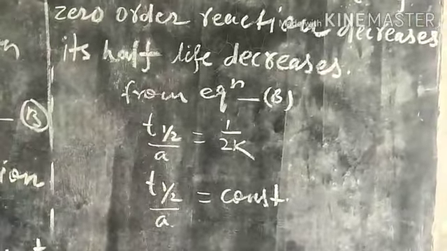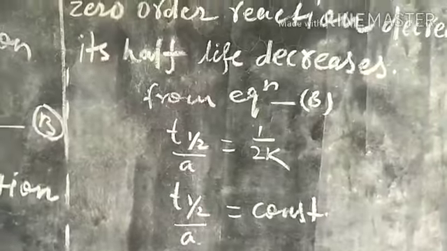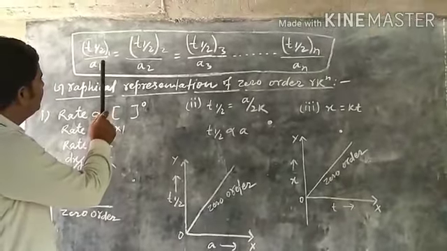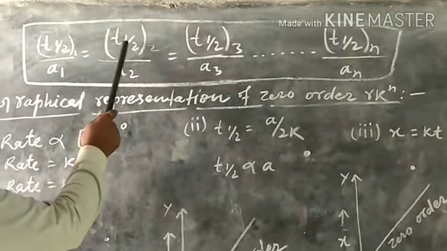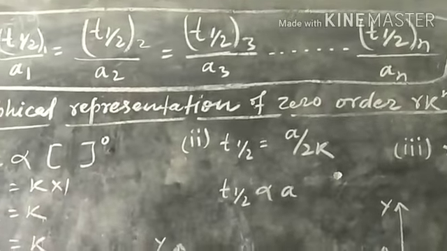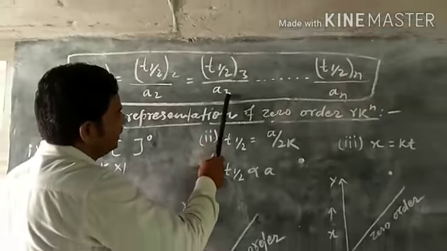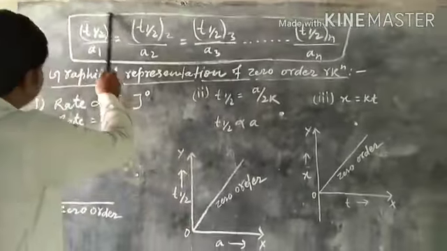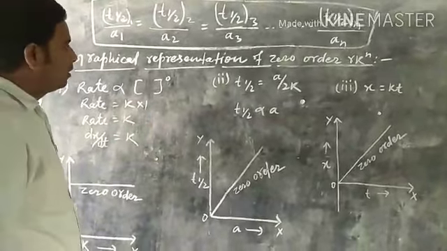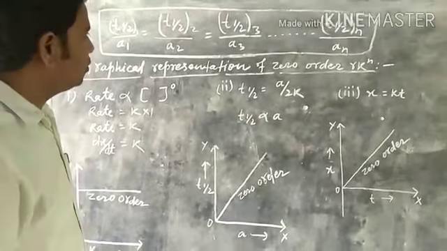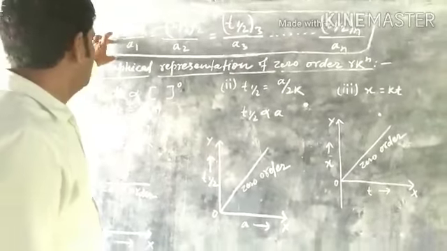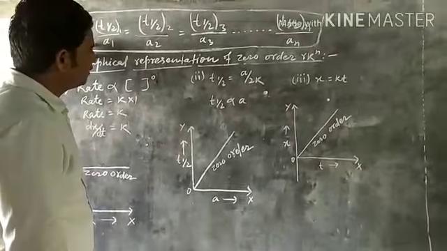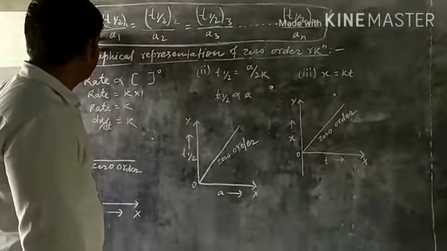Now, t half 1 by a1 equals t half 2 by a2 equals t half 3 by a3, and so on, t half n by an. So this is the formula of half-life for zero order reaction. By using this formula, we can calculate numerical problems related to zero order reaction and its half-life.